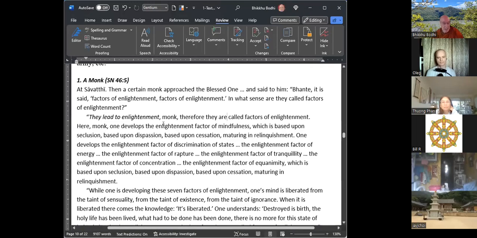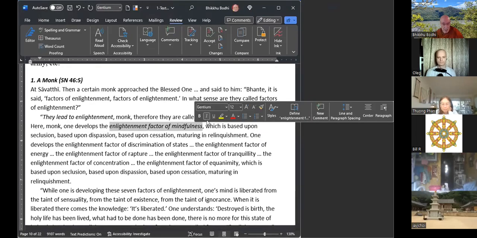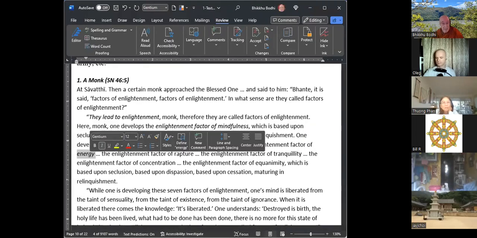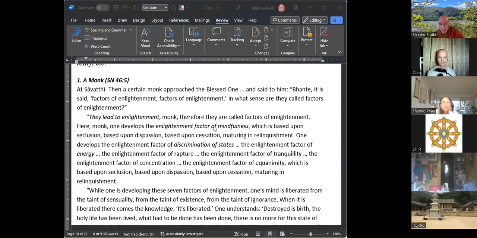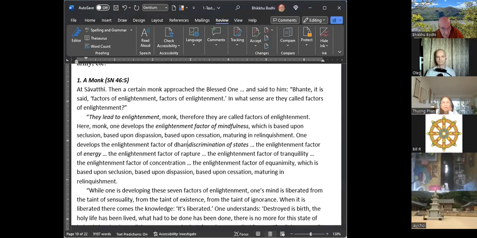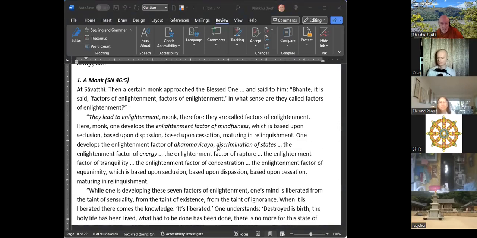And then the Buddha enumerates in his answer what they are, and so you can see what the 7 factors are. We have the enlightenment factor of mindfulness. Then we have one called, in Pali, Dhamma Vicaya. Here I translated this as discrimination of states, of mental states, but it could also be translated as investigation of things. And then we have the enlightenment factor of energy.